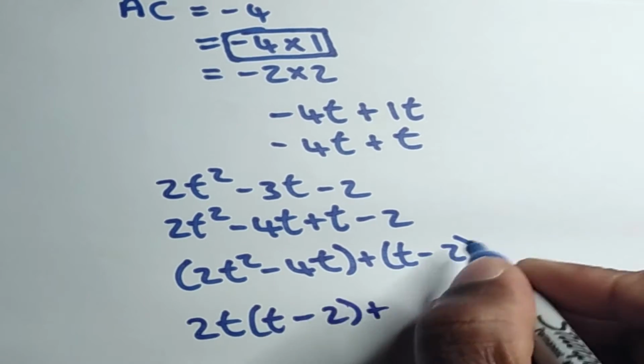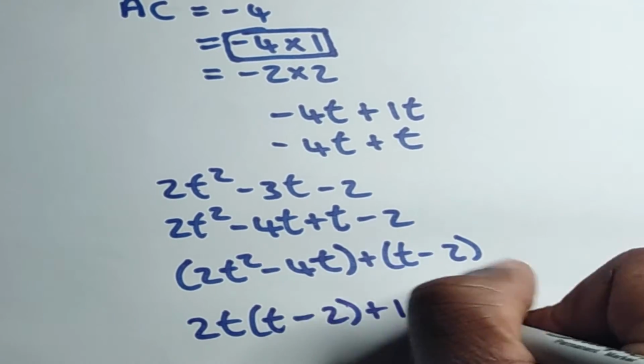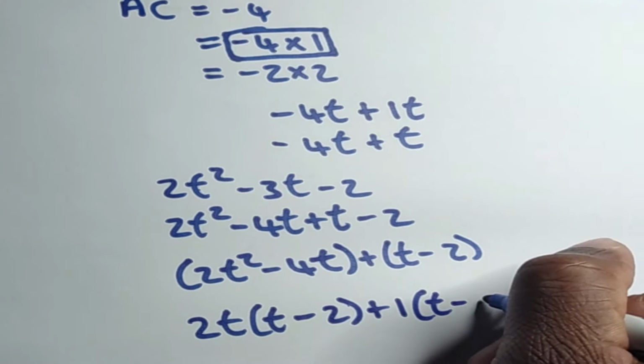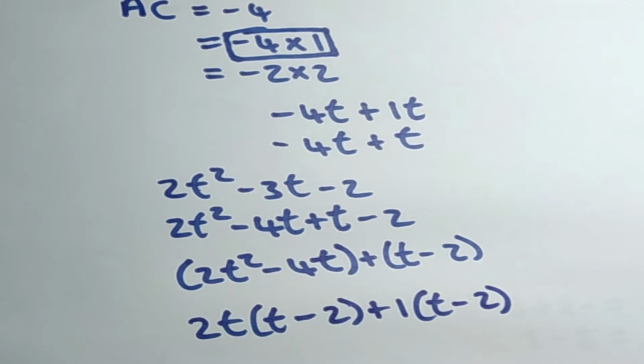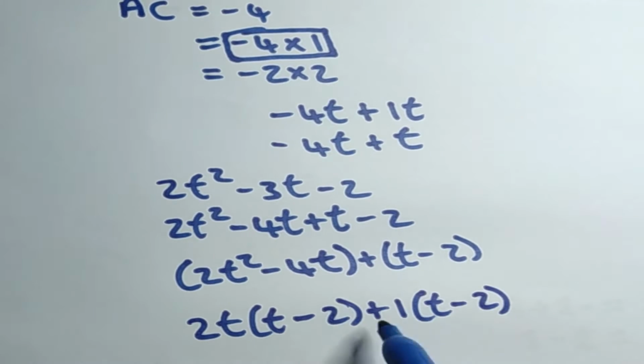Plus, we can factor out a 1 out of this, and we'll still have the t minus 2 inside the bracket. Notice when we factored out the 1, if we multiply the bracket by 1, it doesn't change the value of the thing.